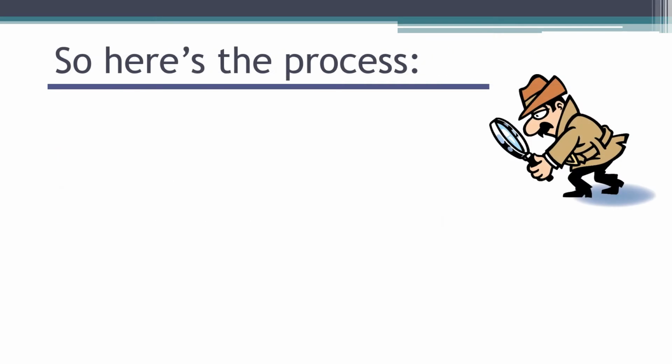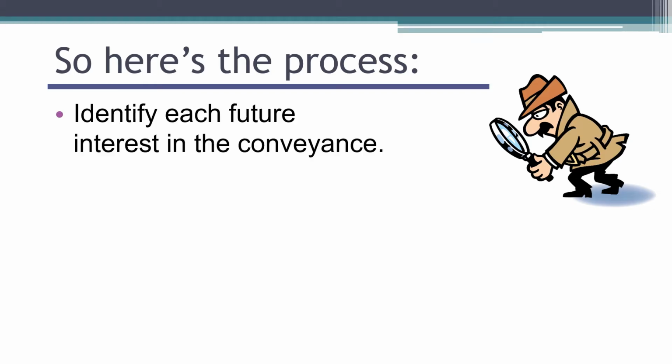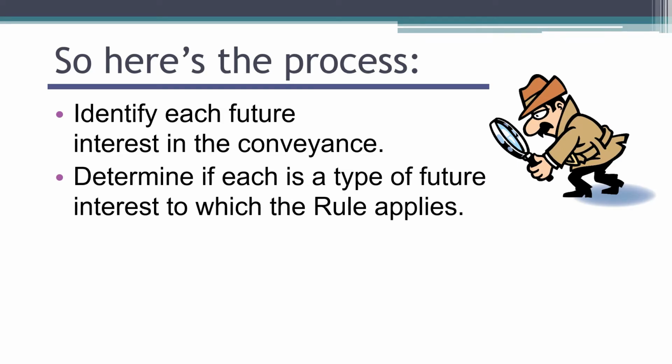So what do you do when you get a future interest and you suspect it might be subject to the rule? Well, the first thing you do is you go through the conveyance and identify each future interest that's in the conveyance. Sometimes there's just one future interest, sometimes there's more than one. You have to identify them.